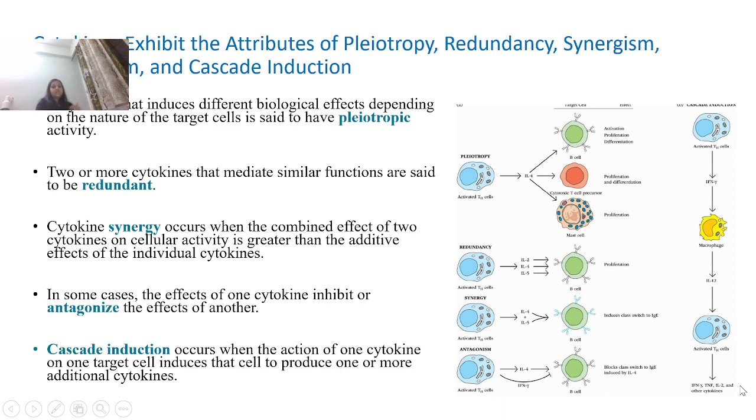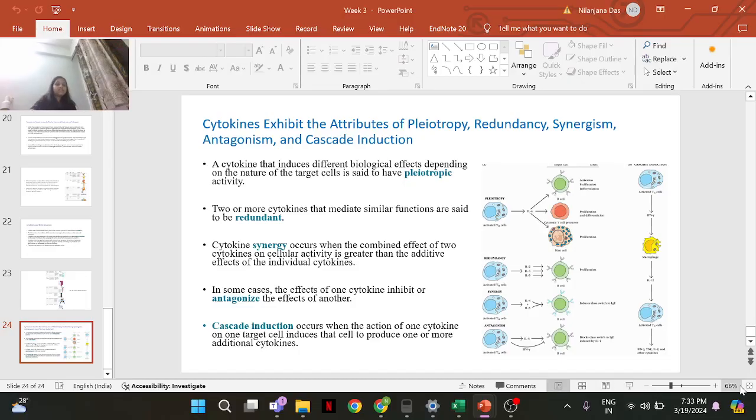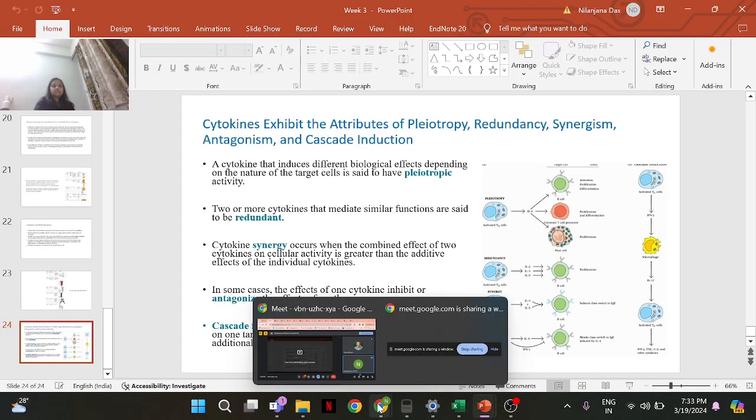So it is like one cytokine on one target cell induces that cell to produce more and more cytokines. So these are the different properties of the cytokines.